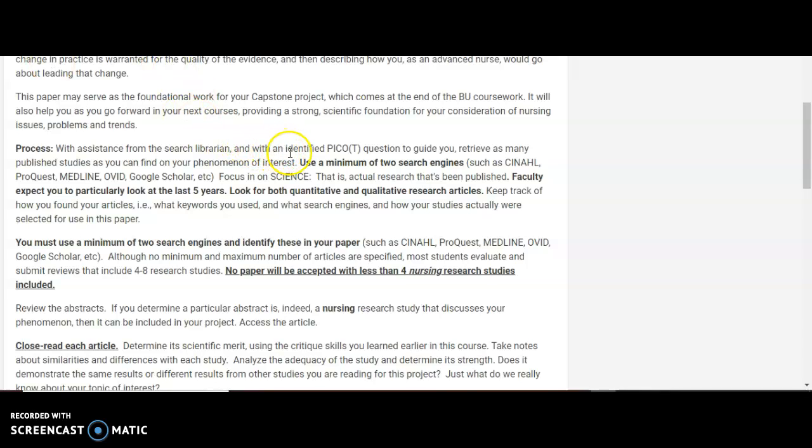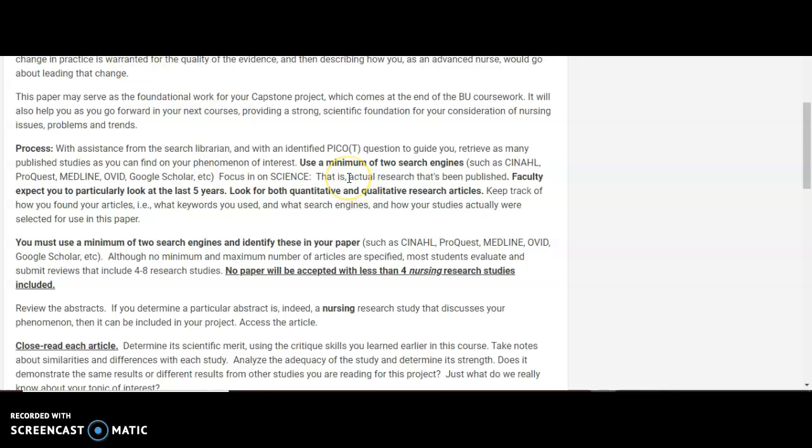You already have an identified PICO question, and you're going to use that PICO question to guide you so that you can retrieve as many published studies as you can find on your phenomenon of interest. But what's most important is that you're going to use a minimum of 2 search engines. So maybe you use CINAHL and ProQuest, or Medline and Ovid, or Google Scholar. But keep in mind that you're going to use 2 of these, not just 1.